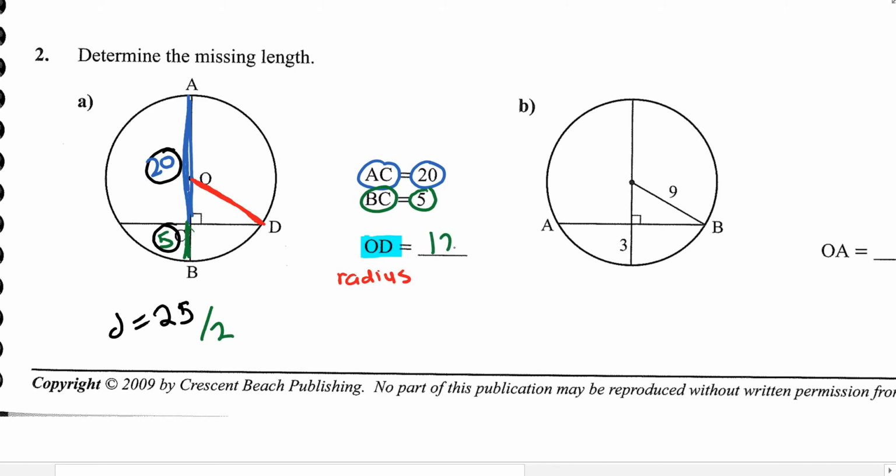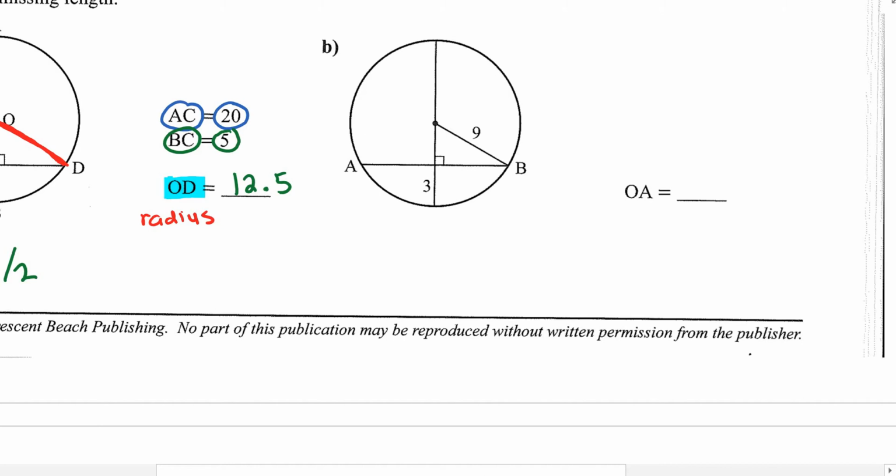So OD, which is the radius, is going to be 12.5. Okay, moving on to the next question. For the next question, there was a small typo in this problem. I know the question is stating to find the length of OA, but there's no O here.